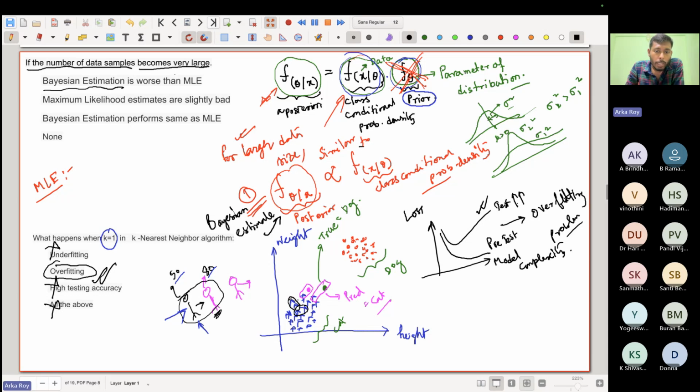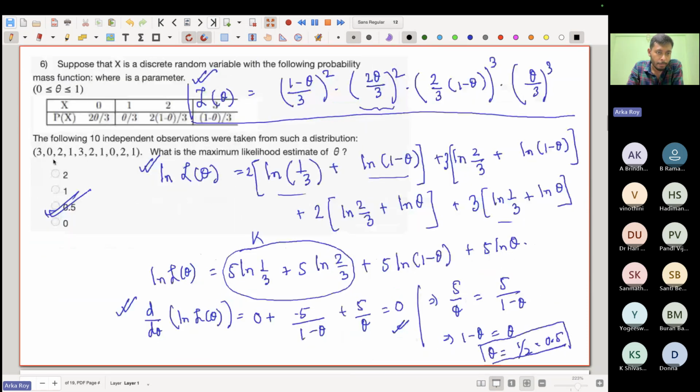And now let me try to draw some analogy of this class conditional probability. So this class conditional probability is a similar term to the likelihood function in the case of MLE. And how and why this is similar to the likelihood function of MLE, I can give you one example. Just go to the previous question.